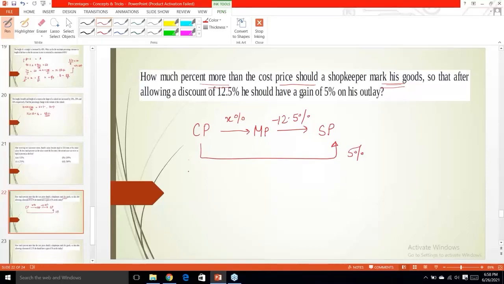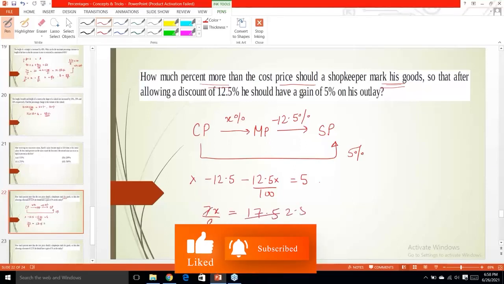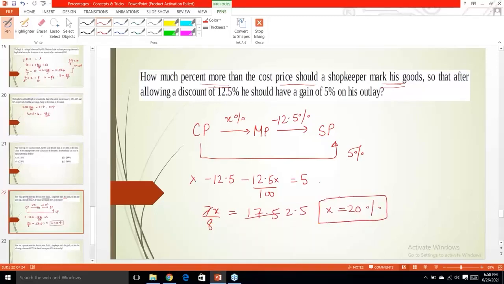So what's your equation? X minus 12.5 minus 12.5X by 100 is equal to 5, right? Now 12.5 by 100 is 1 by 8. So I can say X minus X by 8 is 7X by 8. 7X by 8 is 17.5. This is 2.5, right? So X comes out to be 20%. So he should first mark his goods up by 20% and then give a discount of 12.5%, right?